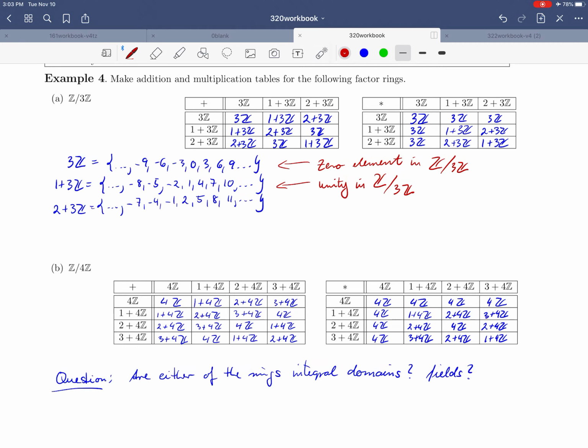So what do we need? We need the absence of zero divisors, and then we need inverses, multiplicative inverses for fields. So if you're looking at our example Z mod 3Z, you will see that there are no zero divisors. If you're looking at the multiplication table right here, no zero divisors.